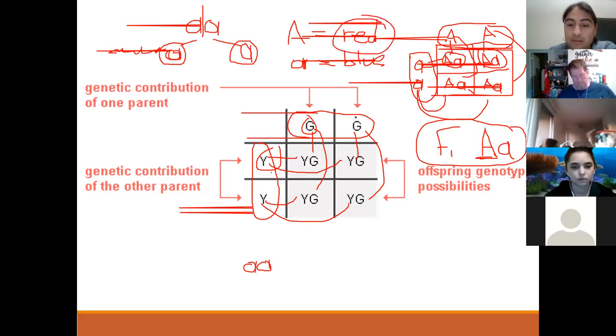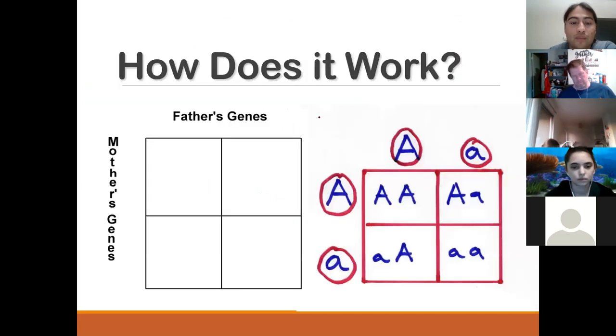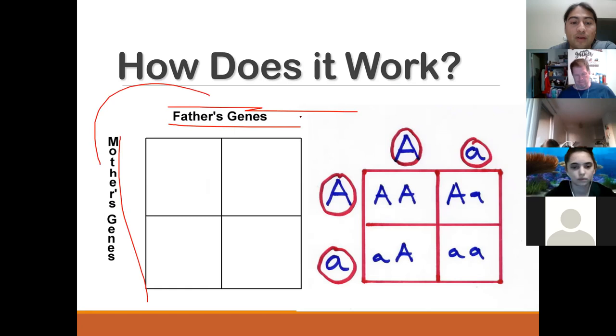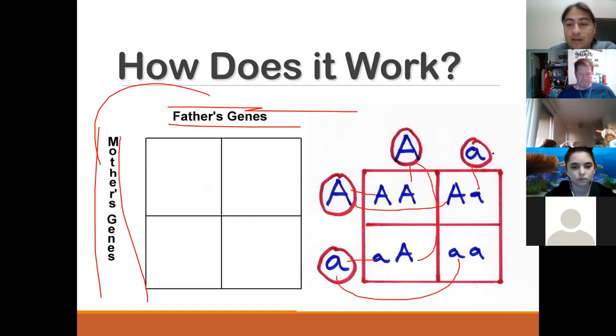So let's make an experiment that Mendel was doing in order to understand what happened over there. Again, father genes on one side, mother genes on the other side, or vice versa, mother genes over here and father genes over here, and then we get the combinations like this. It's a series of combinations like this one, and then this with this, and then A with this one, and this with this one over here.